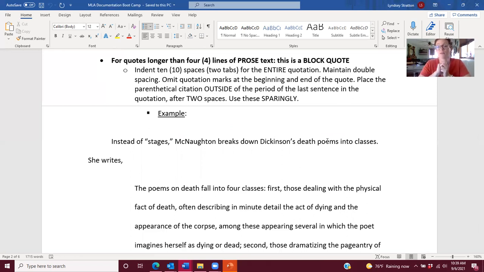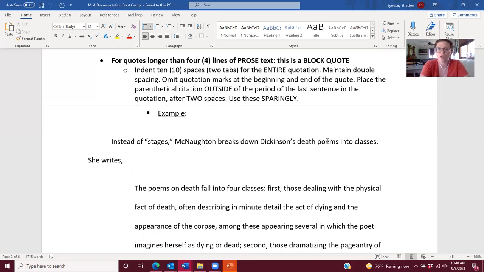Block quotes have to be formatted differently than regular quotes because they're long, they're lengthy. So what you're going to do is indent 10 spaces on the left side of the entire quote. That's two tabs, so you're hitting tab twice. You're going to continue on with the double spacing, and then you're going to get rid of the quotation marks and put the parenthetical citation outside of the period of the last sentence in quotation after 2 spaces. Use these sparingly.